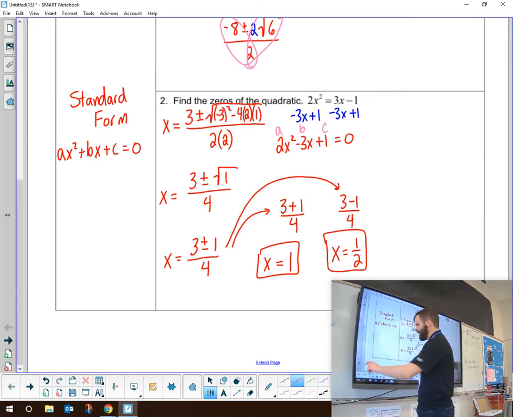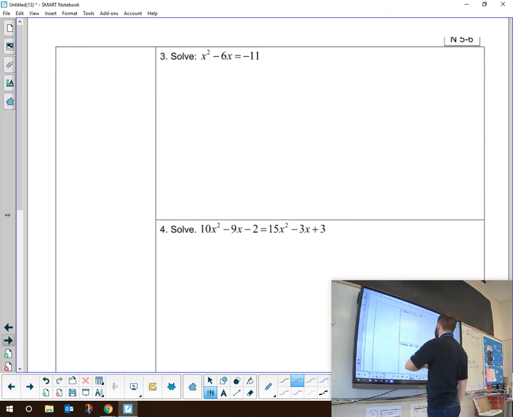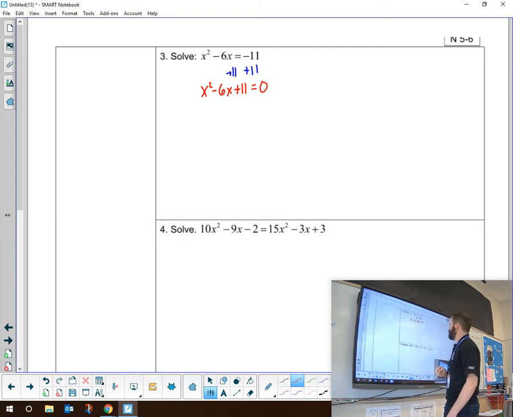All right, guys, let's turn the page. And let's go ahead and use the quadratic formula here. So step number 1, we are going to move everything to one side. So I need to add 11, bring that over here, and we're going to get x squared minus 6x plus 11 equals 0. Then I need to plug all this in.